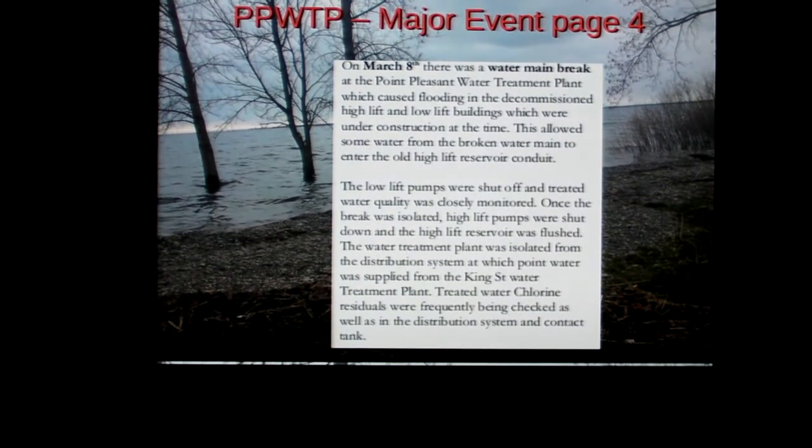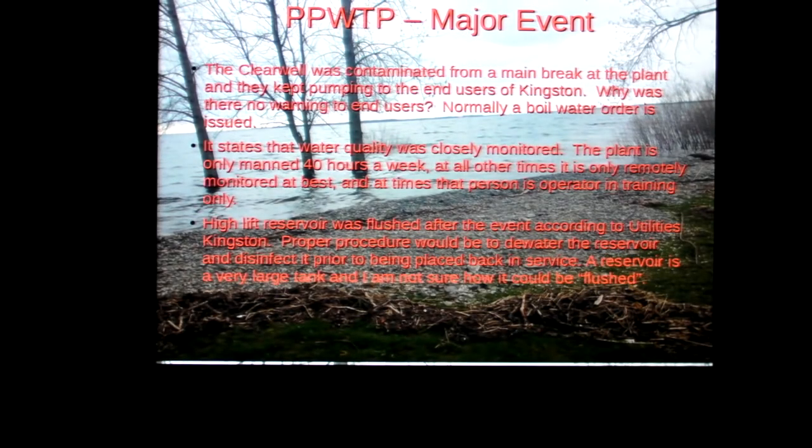So, Point Pleasant Water Treatment Plant, on page 4, they had a major event, and like they had a water main break, which caused flooding in that, and high lift. So it sounded like a total disaster going on. So, like, check the annual report. The clear well was contaminated from a main break at the plant, and they kept pumping to the end users of Kingston. Why was there no warning to end users? Normally a boil water order is issued. So if you contaminate the clear well, like with main break water, and then you keep on pumping it, that does not sound very good.